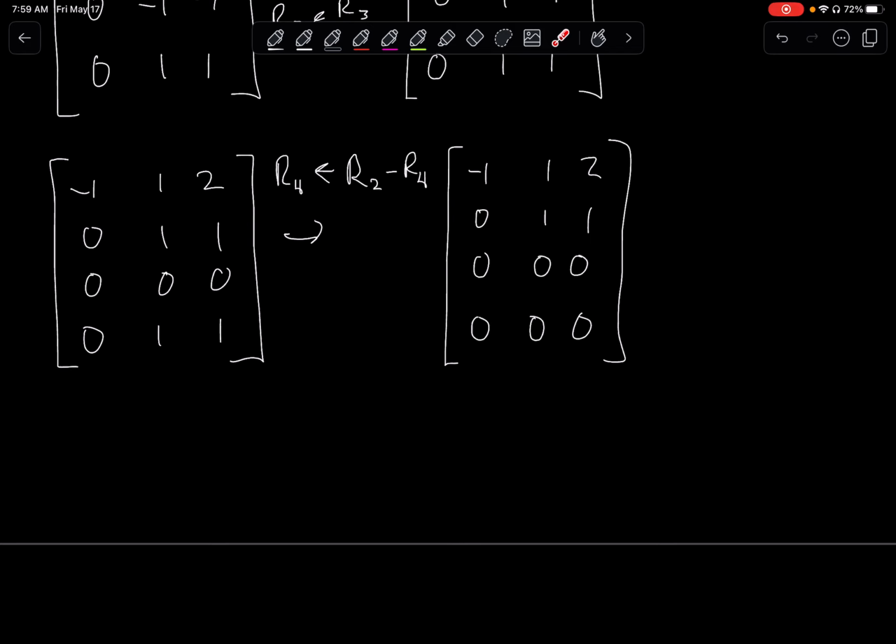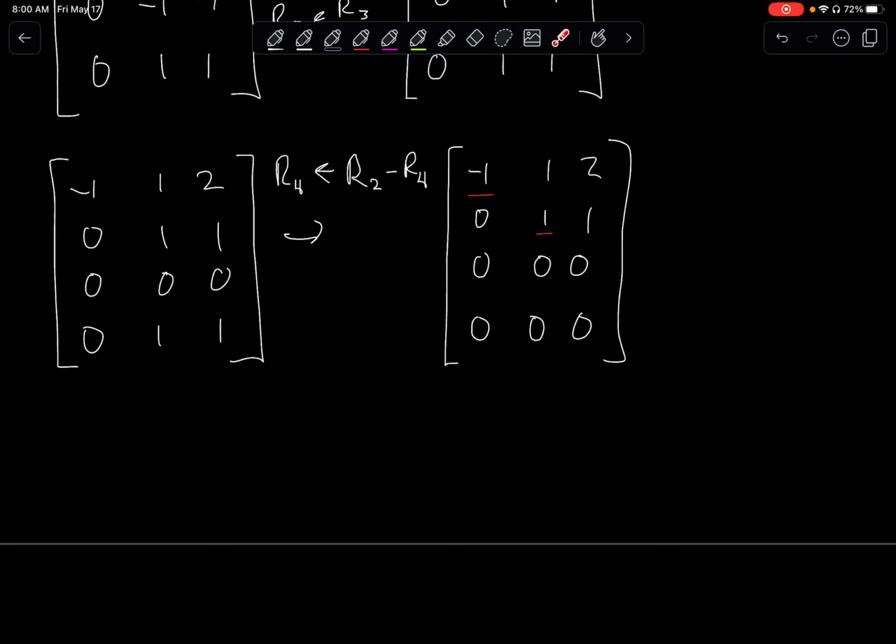Well, first, we should just identify, do we have a free variable? So let's look at our columns and see if we have pivots in every column. That'll tell me if I don't have free variables. So let's go to column 1. I have a pivot right here. It's my first non-zero entry. Let's go to row 2. Row 2 has a pivot here, but then row 3 doesn't have a pivot, and then row 4 doesn't have a pivot.